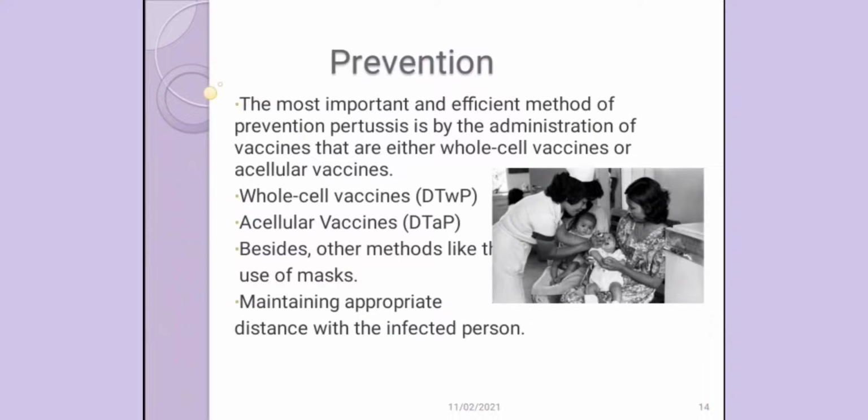The whole cell vaccine DTwP and the acellular vaccine DTaP can immunize infants. Also, this vaccine is used for protection against diphtheria and tetanus. Besides, other methods like the use of masks and maintaining appropriate distance from infected individuals are important.